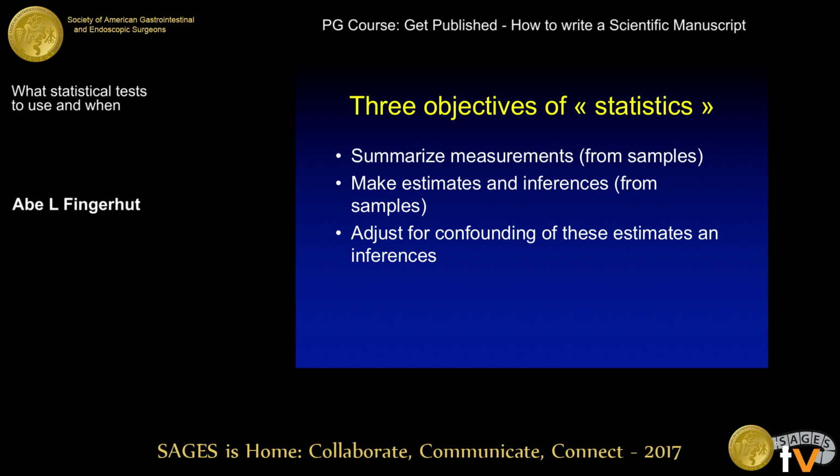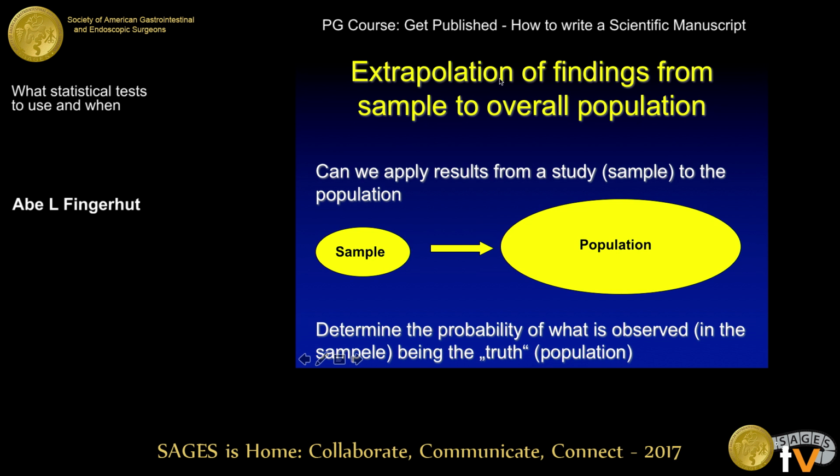Second objective of statistics: to make estimates or inferences from samples. We all deal with samples. We have our population, our case series. We've done it in our hospital, and we want to know if we can apply what we found in that population, in that particular hospital, outside of that hospital. We all think we can do that, but you need statistics to support that.